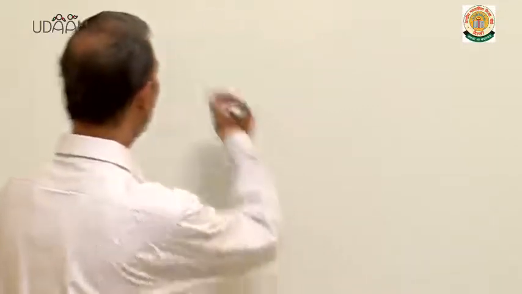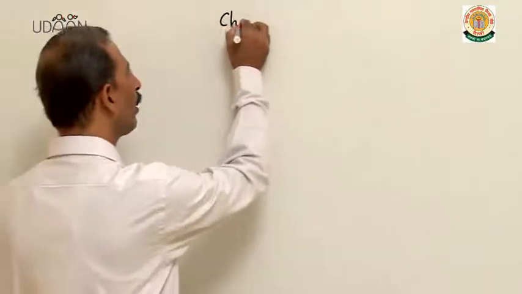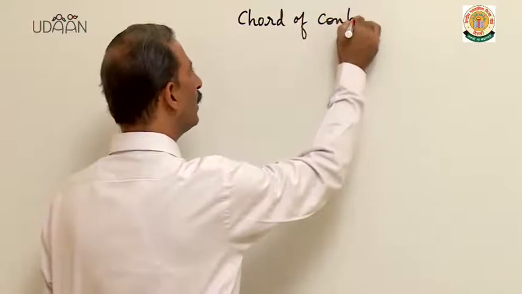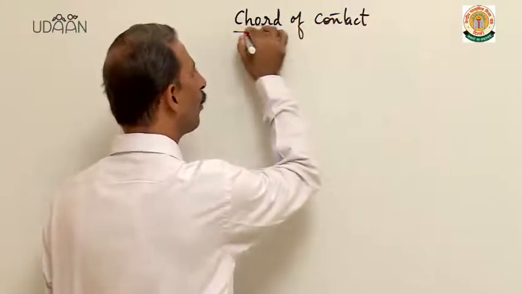In this lecture, we will study the pair of tangents. Already you know that from an external point we can draw two tangents. Now, what do you mean by chord of contact? See children, here I am telling you the equation of chord of contact. So, what is the equation of chord of contact?